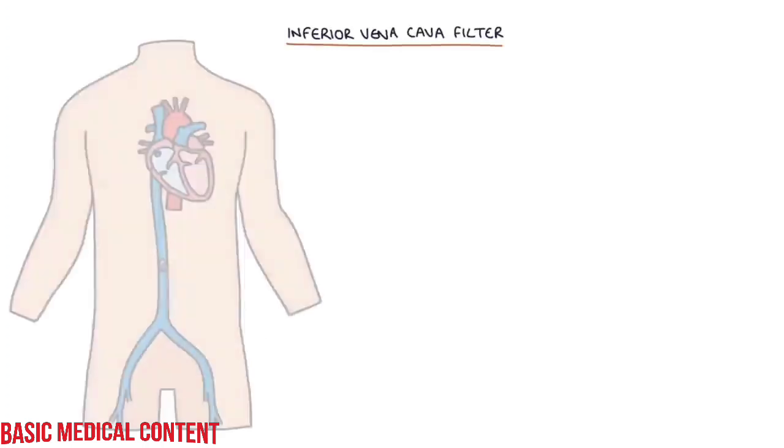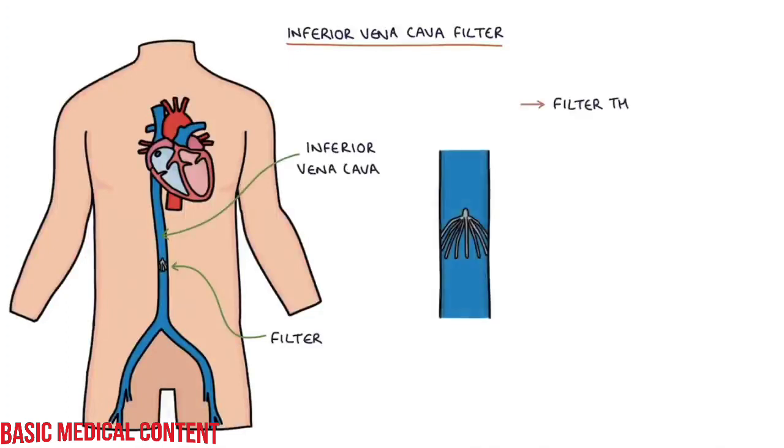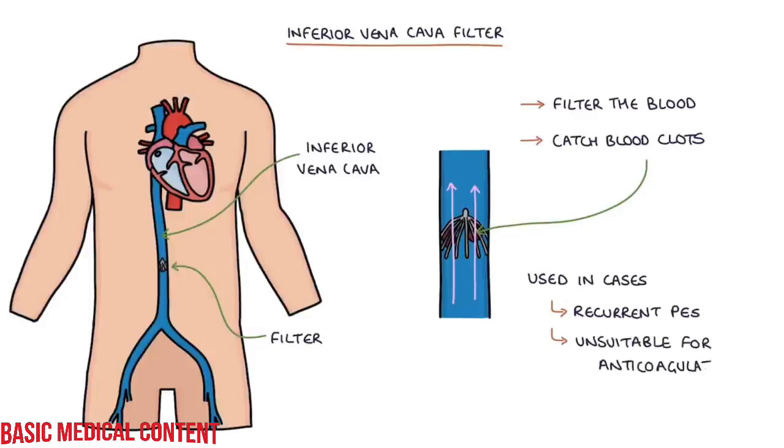Next, let's talk about inferior vena cava filters. Inferior vena cava filters are devices inserted into the inferior vena cava. They're designed to filter the blood and catch any blood clots that are traveling from the venous system towards the heart and the lungs. They act as a sieve, allowing blood to flow through while stopping larger blood clots. These are used in unusual cases of patients with recurrent PEs or in patients that are unsuitable for anticoagulation.